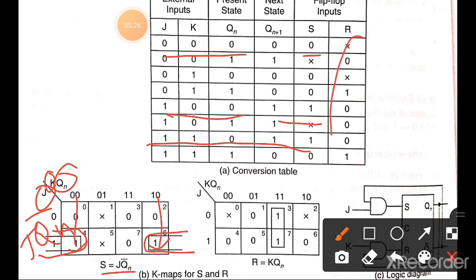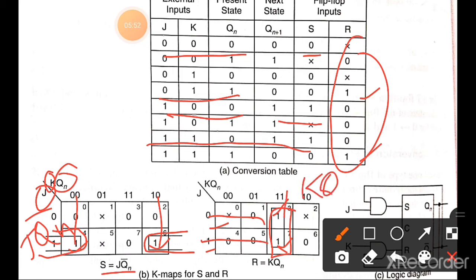And here R is equal to wherever this is 1. Here it is 1 at 0 1 1, and here 1 1 1. So we can group these two. Then we will see J changes from 0 to 1. So here it is K Qn. So R is equal to K Qn.